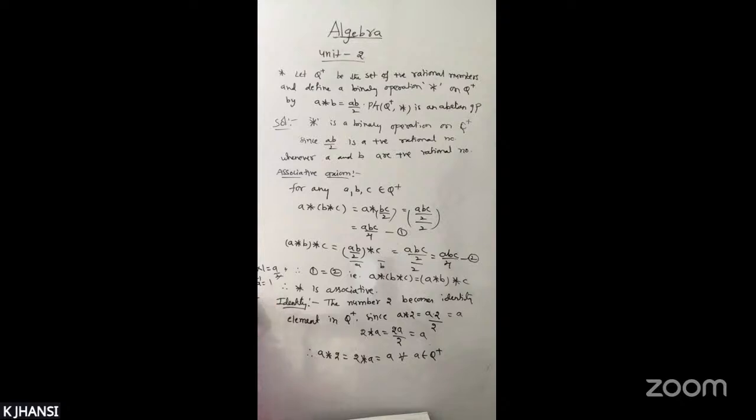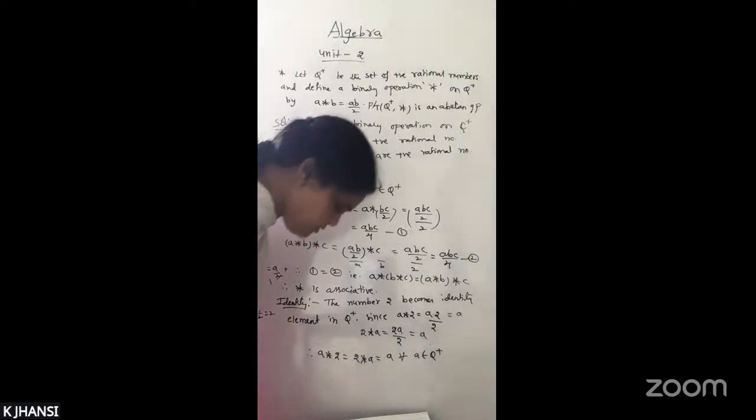So this is A into B. A into B means again it is defined as AB by 2. AB by 2 means this A will get cancelled. A means 4 by 2 will get, it is equal to 2. Where 2 is called the identity element. Okay. So next one is the inverse.